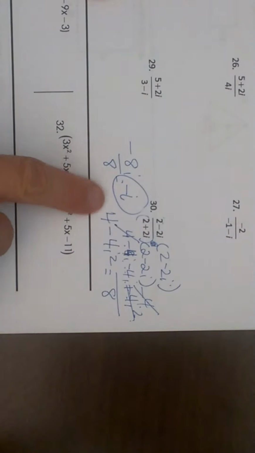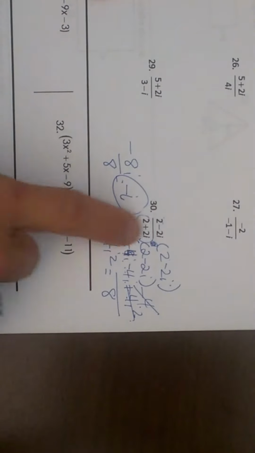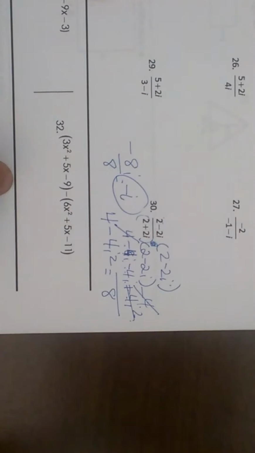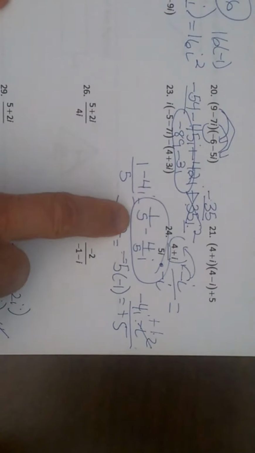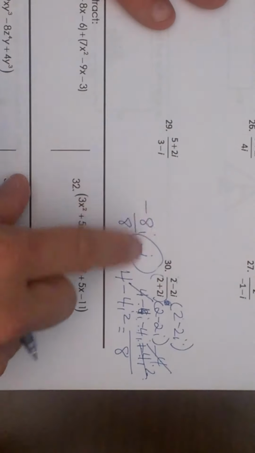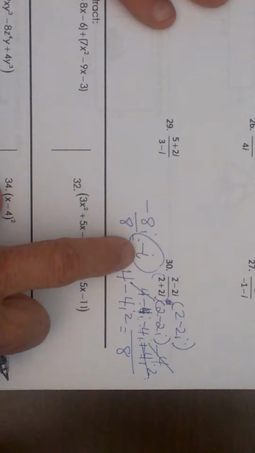Okay, often it will not come down to just this simple of an answer. Usually you'll have a complex number, or it might look like this, where you have an a plus bi form. But there you go. This one simplified down to something really nice, negative i.